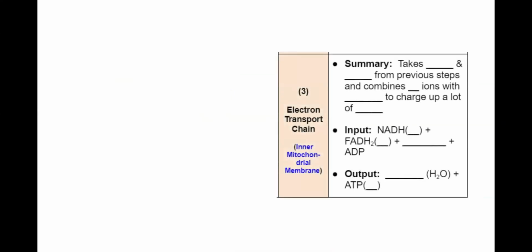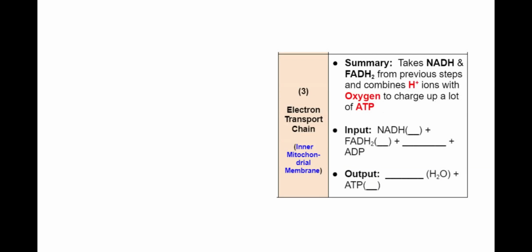Last phase, we have the electron transport chain. We're going to go from the matrix to the inner mitochondrial membrane. And in this case, we're taking the NADH and the FADH2 from the previous steps, and we're breaking those hydrogens from them. And then we're taking the hydrogens and we're putting them together with the oxygen. That's where we get the oxygen that we breathe in. It's needed to, again, have something to take those hydrogen ions and add them to.